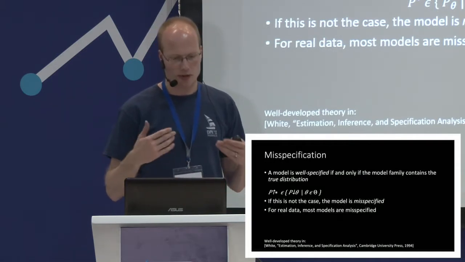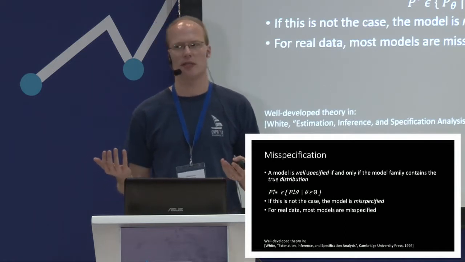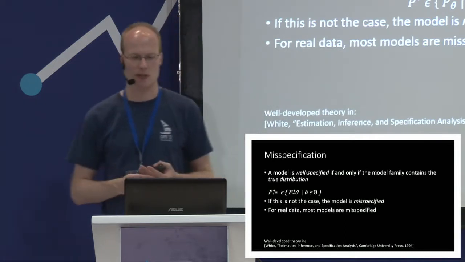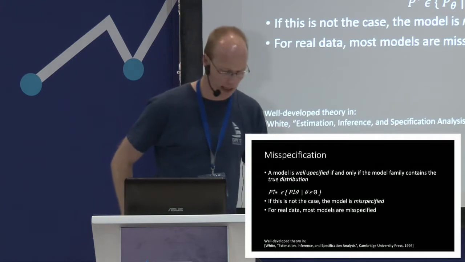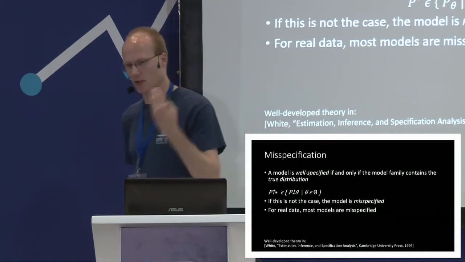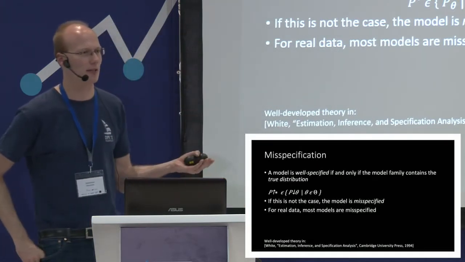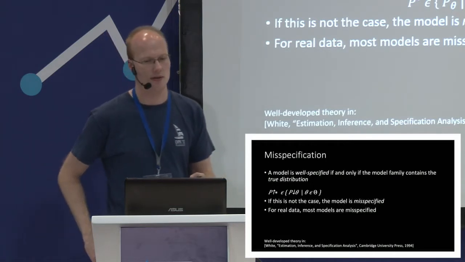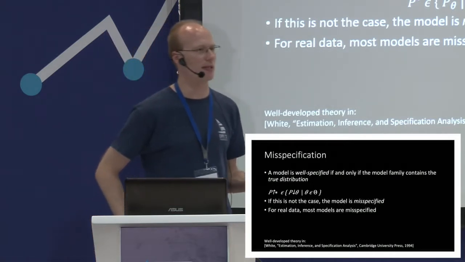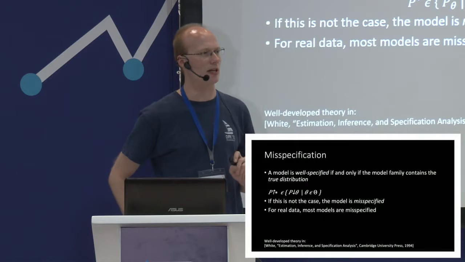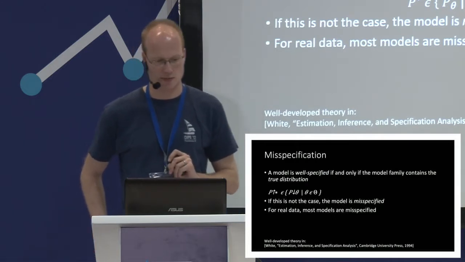However, then it's really important to think about possible consequences of misspecification. So what can go wrong? Because a lot of proofs, for example, the classic consistency proof of maximum likelihood estimation, rely on the assumption that your model is well specified, that there exists a parameter that indexes a true distribution.